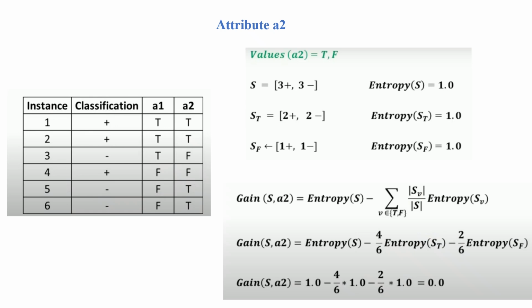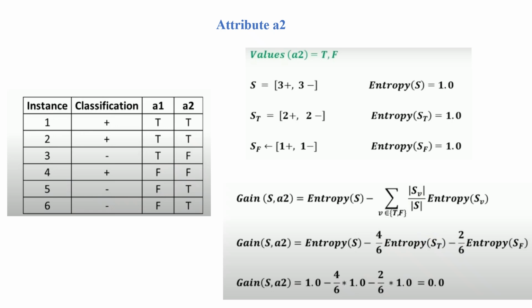In total 4 true are there. In that 4 true, 2 is positive classification, 2 is negative classification. So 2 positive, 2 negative. Again for the same, the entropy leads to the value 1 as a result. Then for the false category, again 1 positive, 1 negative. The answer is 1.